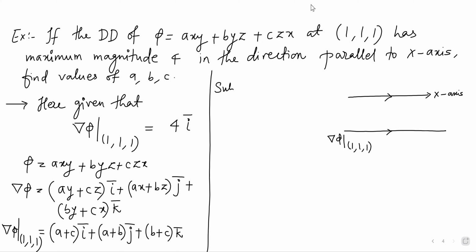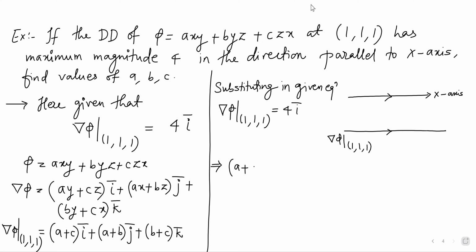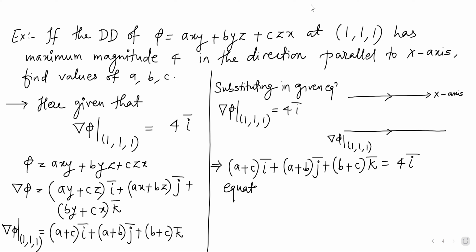Substituting in the given equation, what is the equation? Del phi at 111 is equal to 4 i bar. But what is del phi at 111? It is nothing but (a plus c) times i bar plus (a plus b) times j bar plus (b plus c) times k bar, that is equal to 4 i bar. So equate the coefficients, equate component wise, correct?